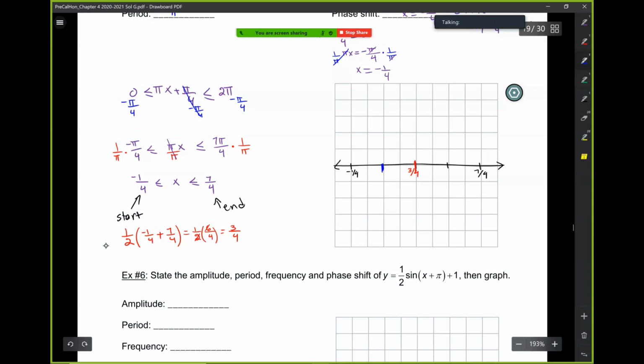Okay. This one, that blue, is halfway between negative 1 over 4 and 3 over 4. Half of 2 over 4. That's a quarter. And then finally the green is halfway from 3 over 4 to 7 over 4. Half of 10 over 4, 5 over 4.